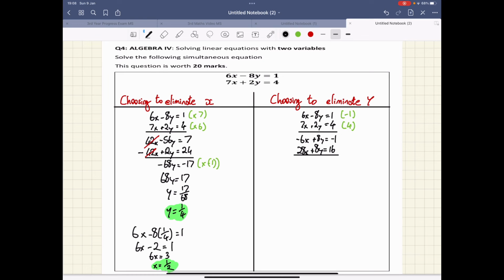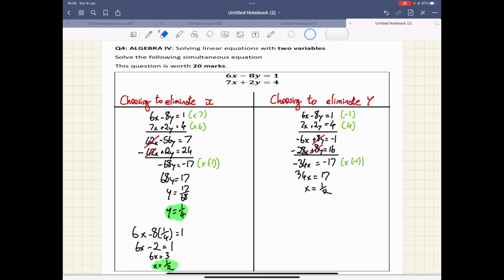Then we're going to take them away. Minus 6x minus 28x gives me minus 34x. 8y minus 8y cancels to give me 0. So the y's have been eliminated. And minus 1 minus 16 gives me minus 17. I do not like them both being negative, so I multiply by minus 1. That gives me 34x is equal to 17. x is going to equal 17 divided by 34, which is a half.